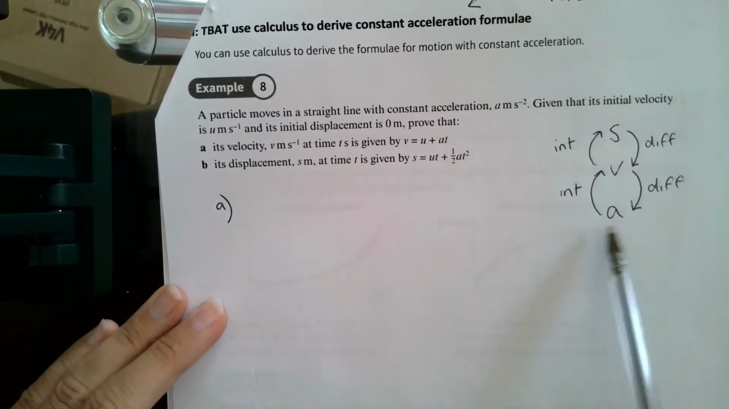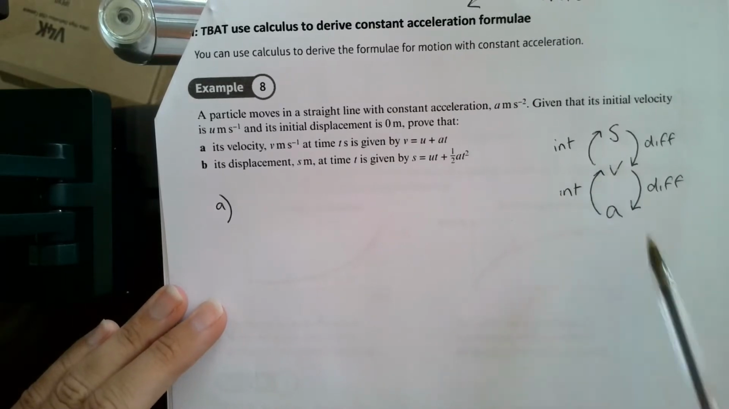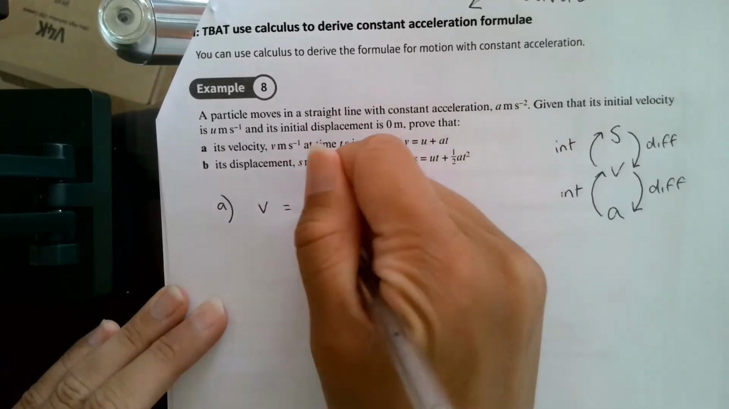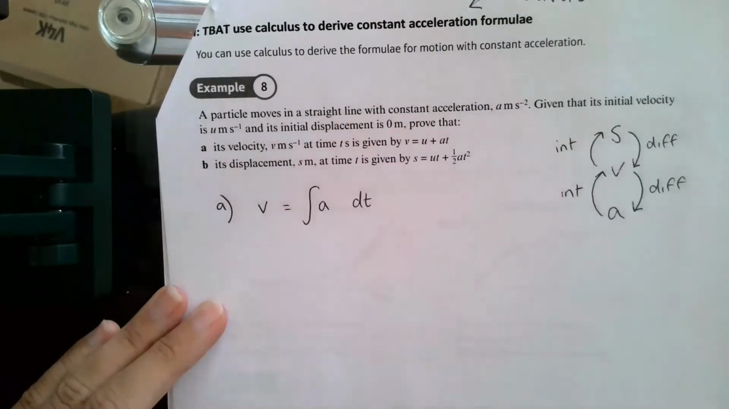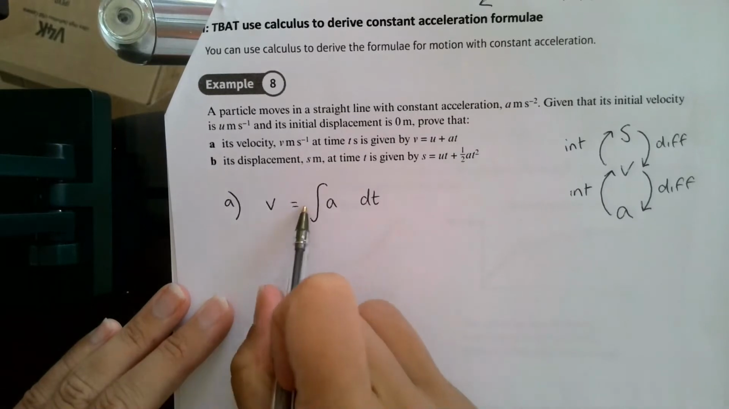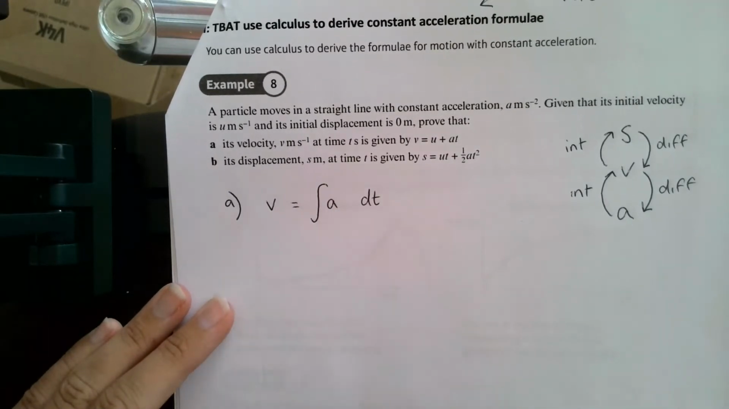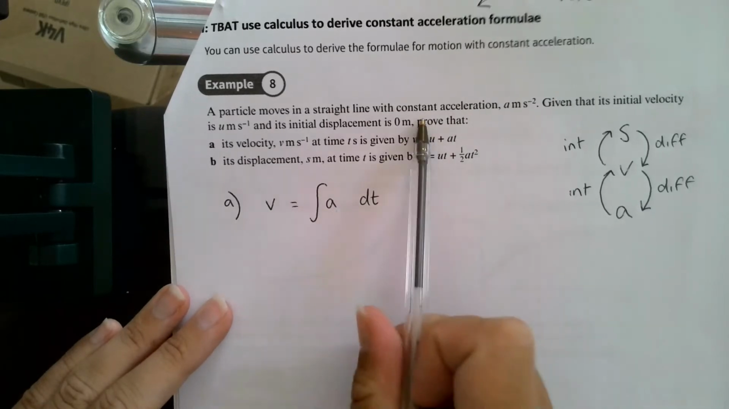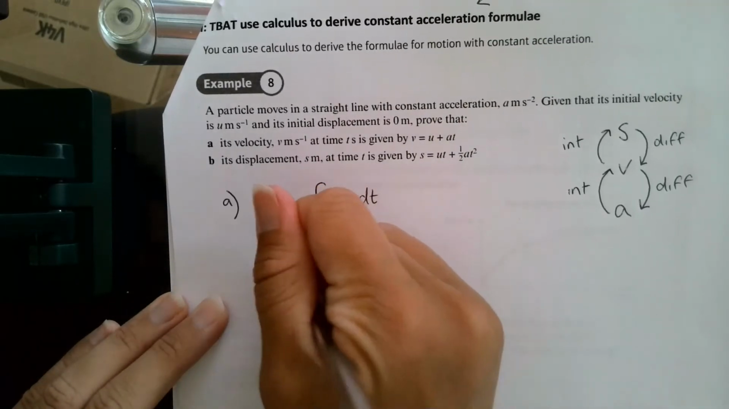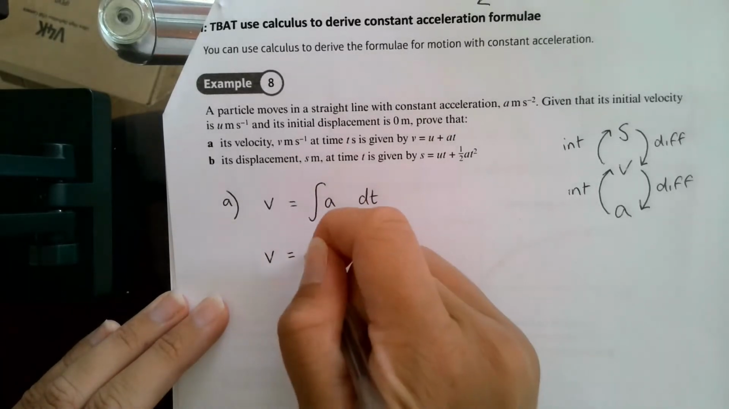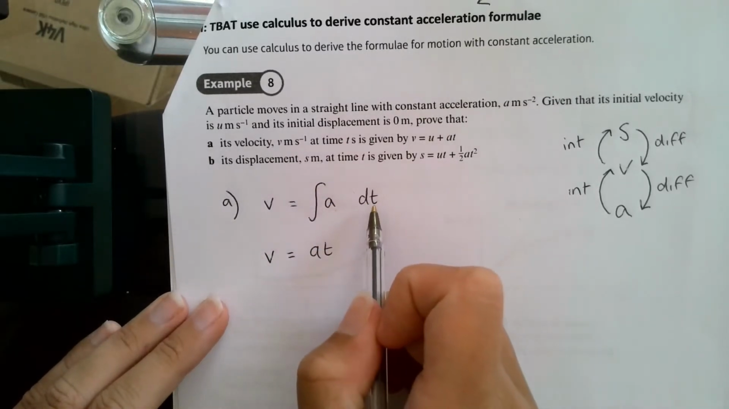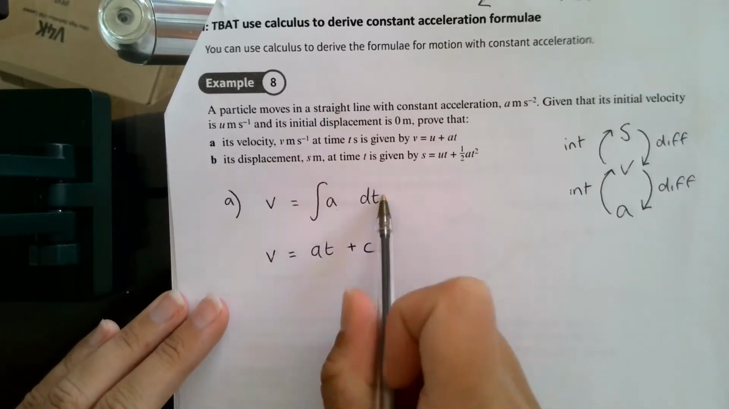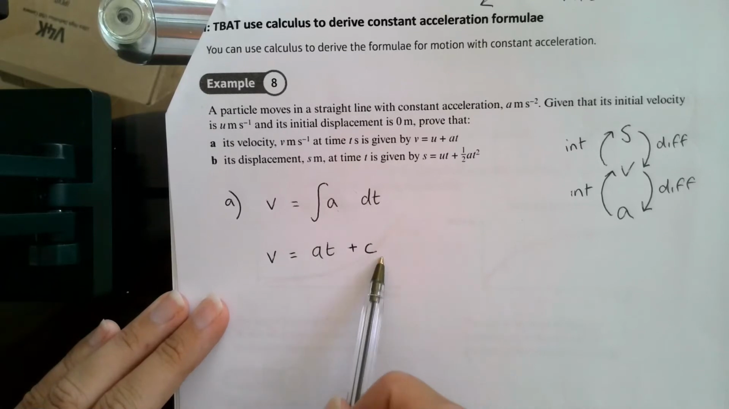So here we are told that there's constant acceleration. So I know the acceleration is a, and I want to work out the velocity. So I'm going to say, well, the velocity is just the integral of the acceleration with respect to time. If I integrate a with respect to time, a is just some constant because it is constant acceleration. So I'm going to add a t to it, integrating with respect to t, but then plus some other constant on the end. So I've integrated a to get at plus c.